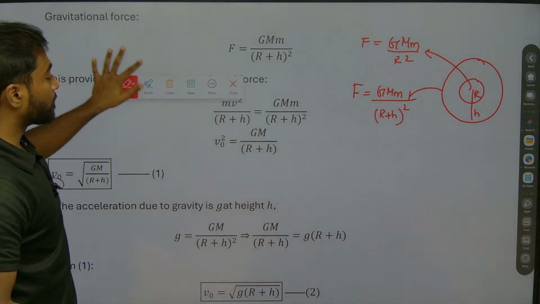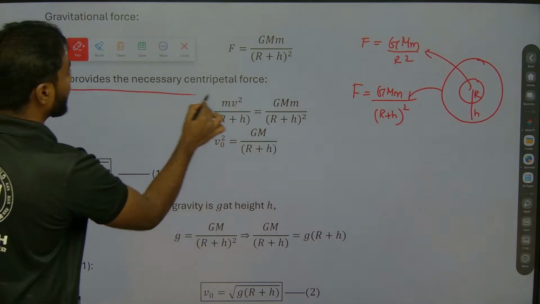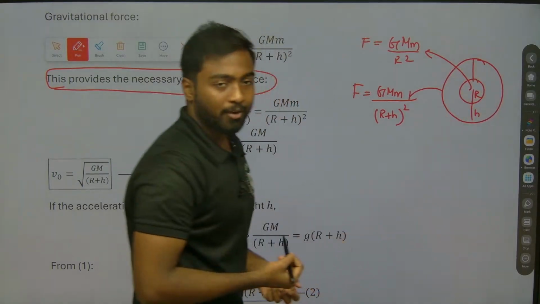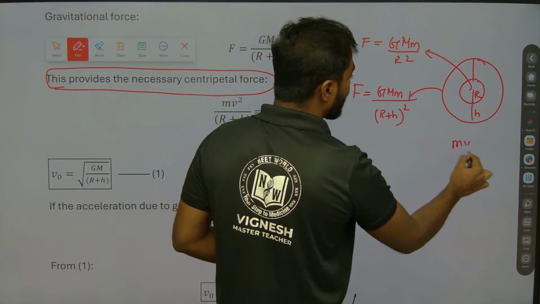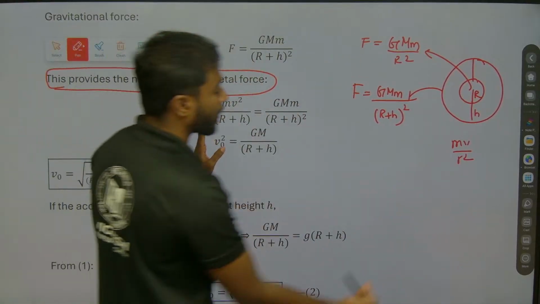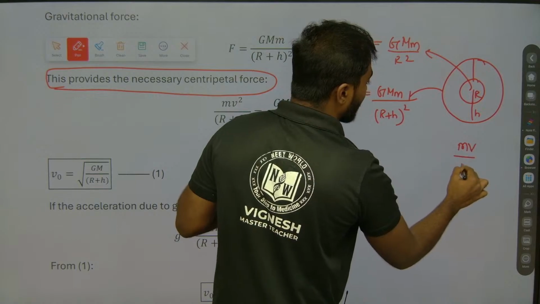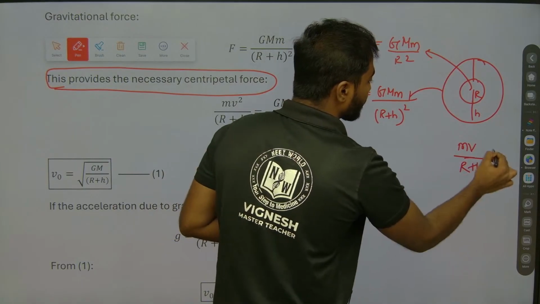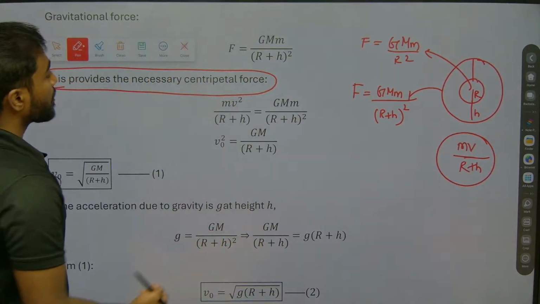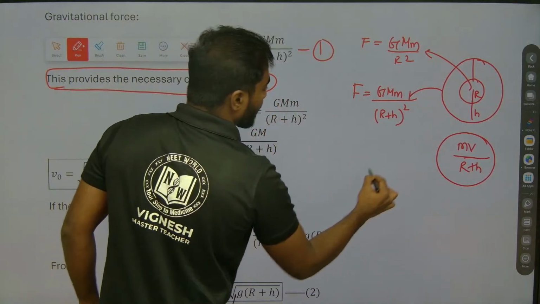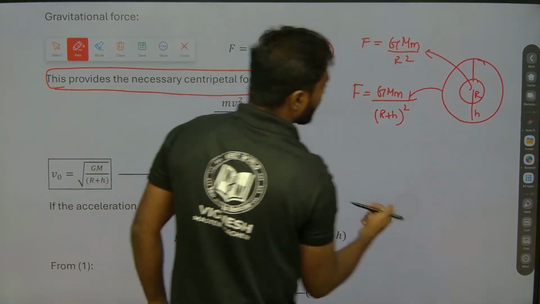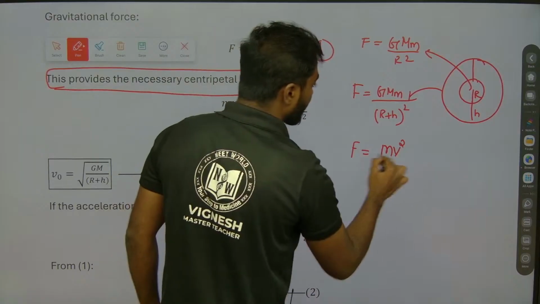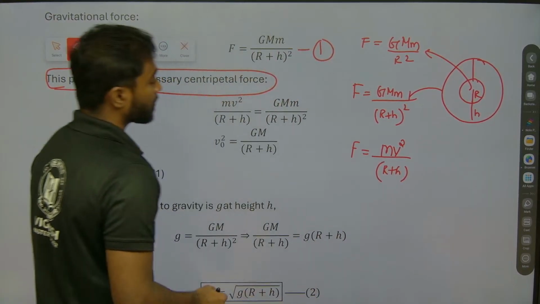And when we talk about centripetal force, it is helping me to revolve, no? What is centripetal force? m v square by r, not r square, m v square by r. But when we talk about an orbit, it is r plus h, so this is one equation, and F is equal to m v square by (r plus h). So this is the second equation.